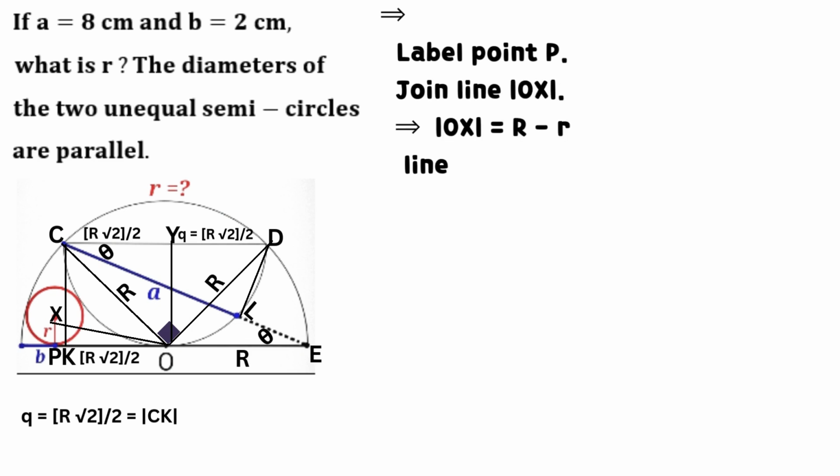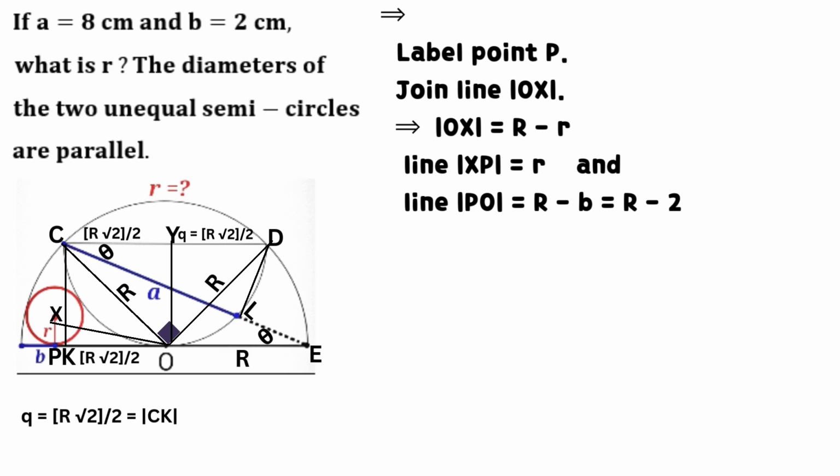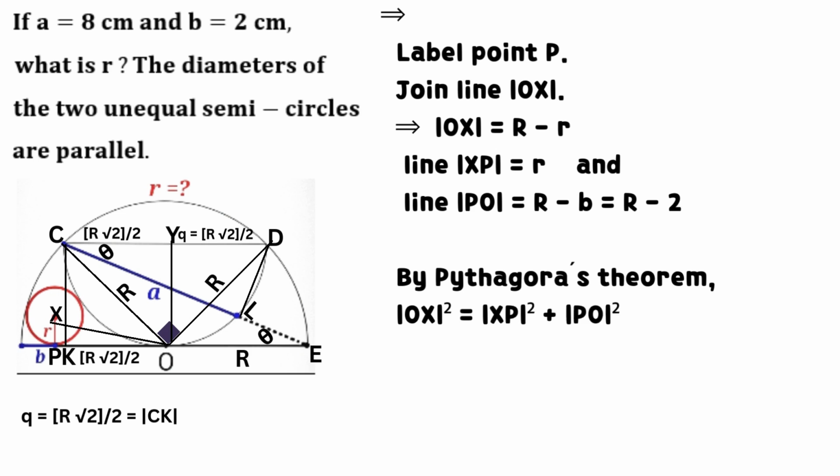Label point P. Join line OX. It implies that line OX equals R minus small r. Line XP equals small r and line PO equals R minus 2. By Pythagoras' theorem, the square of line OX equals the sum of the square of line XP and the square of line PO. Substitute values.